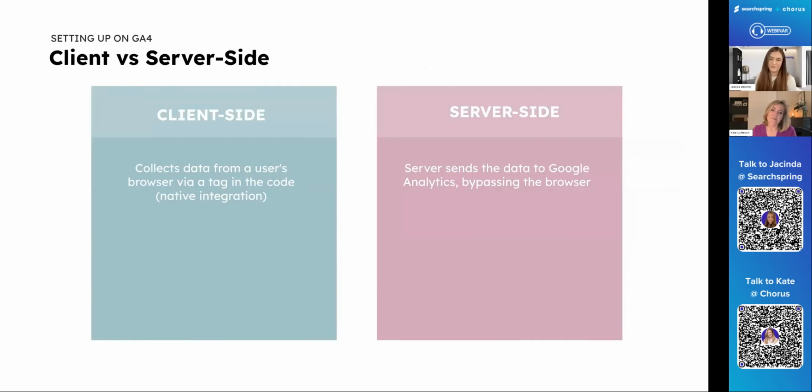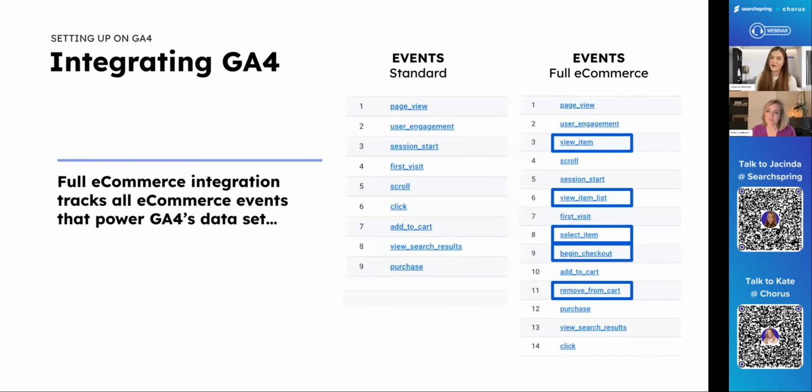Just a question there for you as well, Kate. In terms of integrating GA4, you've obviously got your standard events there and you've got your full e-commerce events. For some customers that are maybe a little bit smaller, they don't have the technical resources or a larger team, what's the best way they can go about setting these up? Is it through working with an external agency or having someone set these up for them?